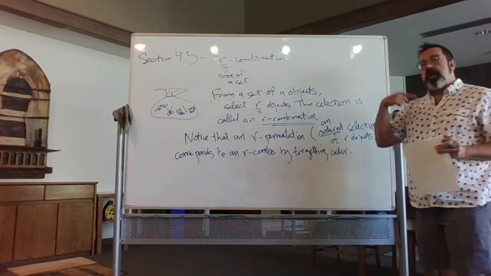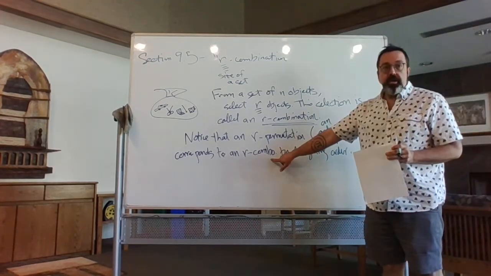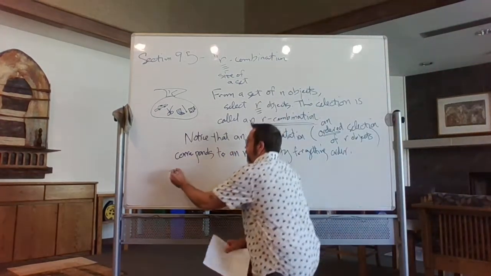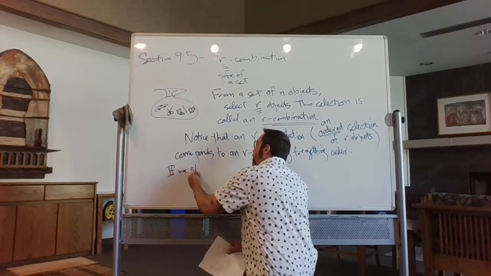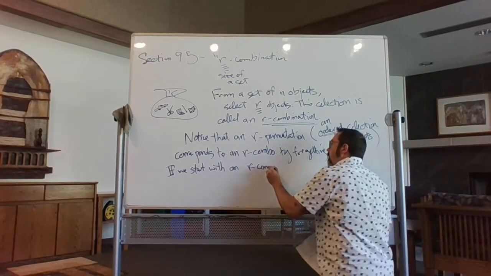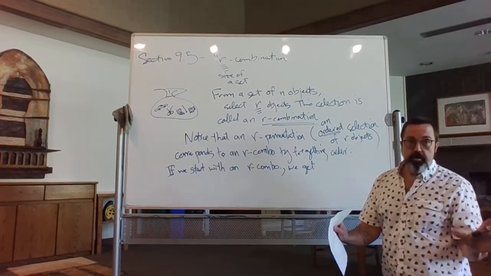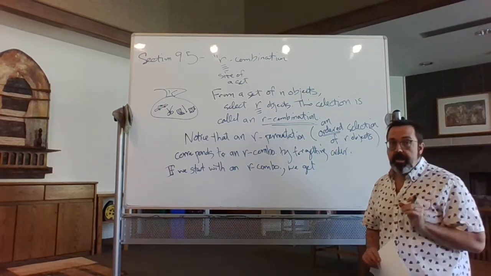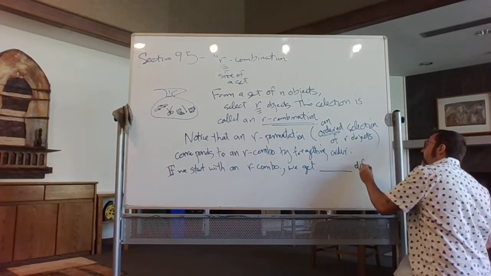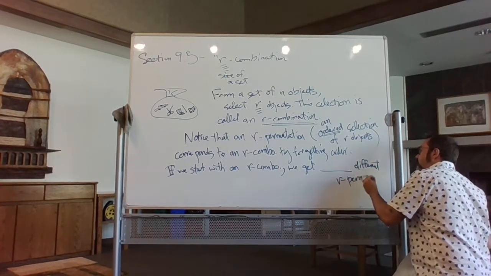In fact, we can go the other way too. We just have to recognize that given an R combination, there are lots of different permutations, right? So on the other hand, if we start with an R combination, we get many different R permutations corresponding to it. How many? Well, we can figure it out. I'll leave a blank there. We'll figure it out in a second. We get blank different R permutations.